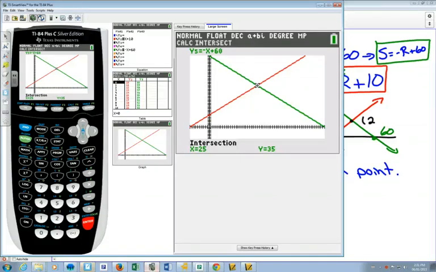I set my x-max at 60. So he sent 35 messages, received 25 messages, and then we've solved it.